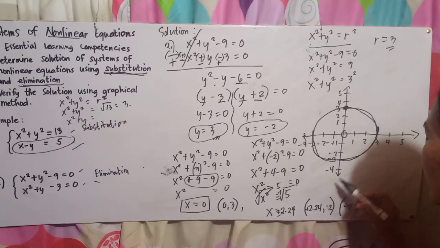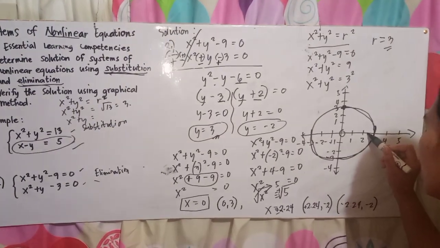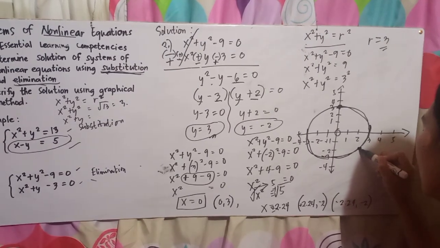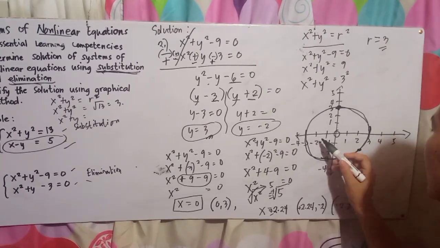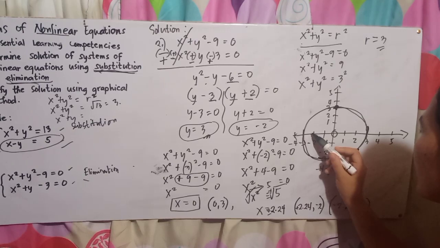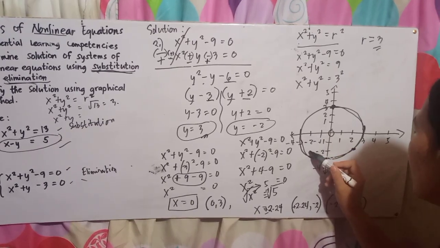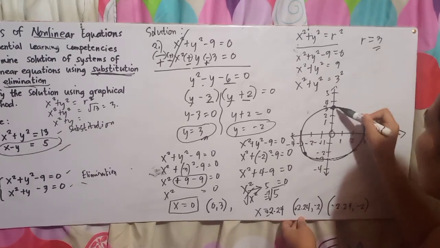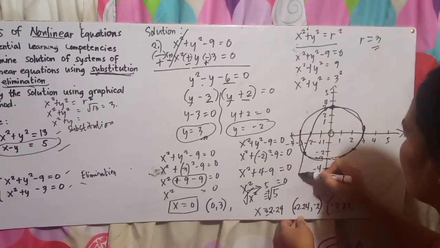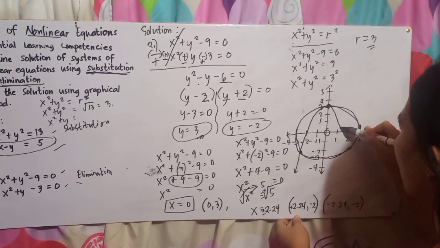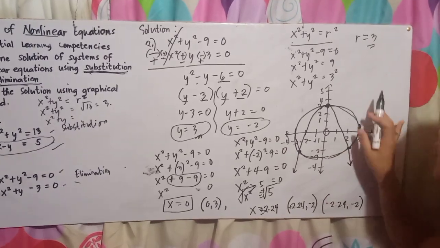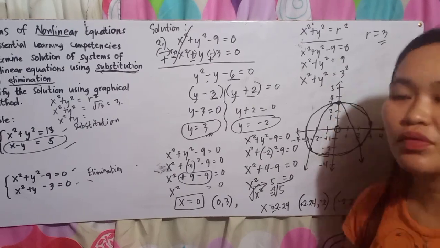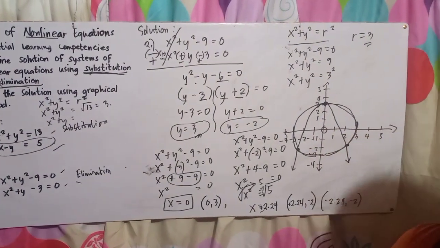So, i-plot na nato. 2.24, so, possible diri. Negative 2, so, dira. Ang isa, negative 2.24, so, diri. And negative 2, so, dira. So, mao na ni imohang graph karon. So, opens downward. So, a circle and a parabola. So, sa example number 1, a circle and a line.